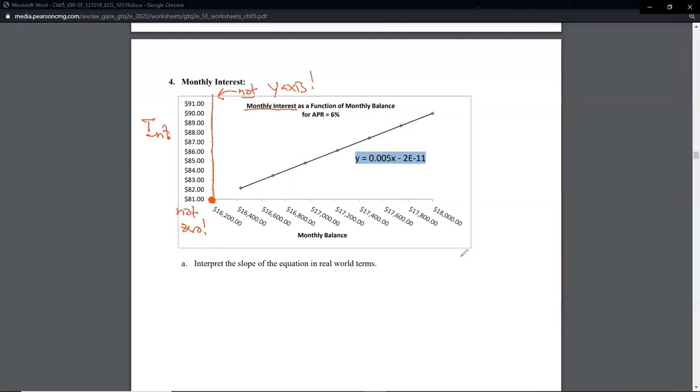And what that graph would look like, if here's your 16,200, here's your 18,000. All right, we got interest amounts going at 82 for the 16,400, and then up to about 90. Is that 90? About 89. Something like that, roughly.